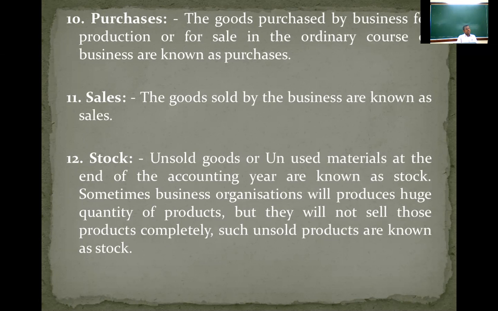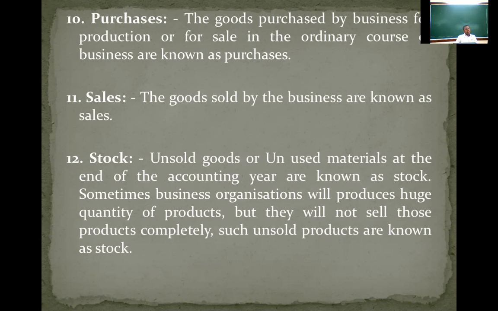And unused raw materials. Unused raw material means we have purchased around 10,000 tons or 10,000 units of raw material. But out of 10,000 units, we have consumed only 8,000 units. Still 2,000 units are in store. So those 2,000 units, that unused raw material, they are called as what? They are called as stock.